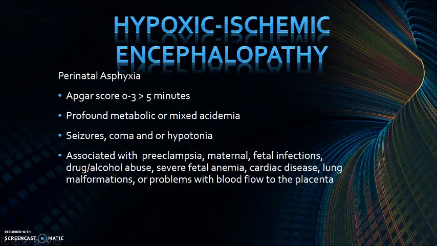Okay, hypoxic-ischemic encephalopathy happens from perinatal asphyxia. It's usually diagnosed when the patient has an APGAR score of 0 to 3 for greater than 5 minutes. They have profound metabolic acidemia. They can have seizures, coma, and hypotonia of the muscles. And it is associated with many conditions, including preeclampsia, maternal and fetal infections, drug abuse, and severe fetal anemia.